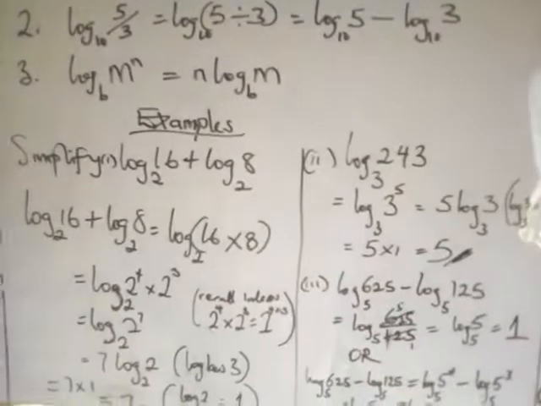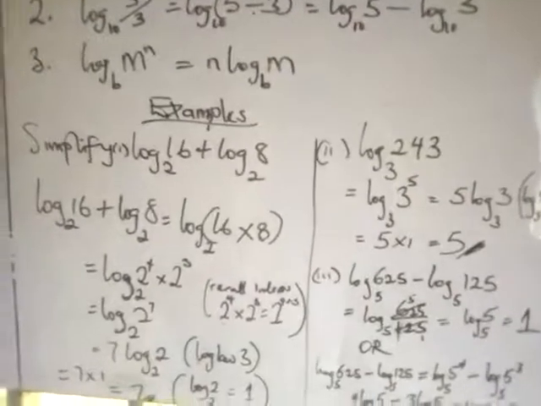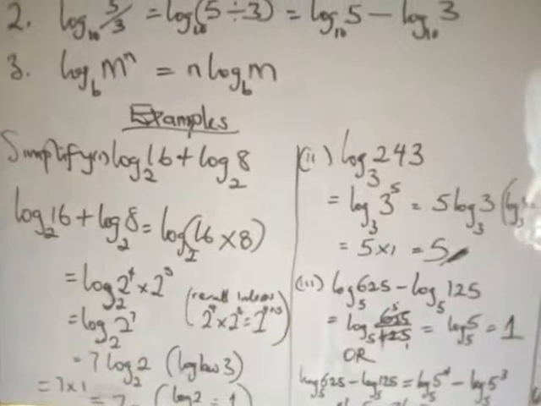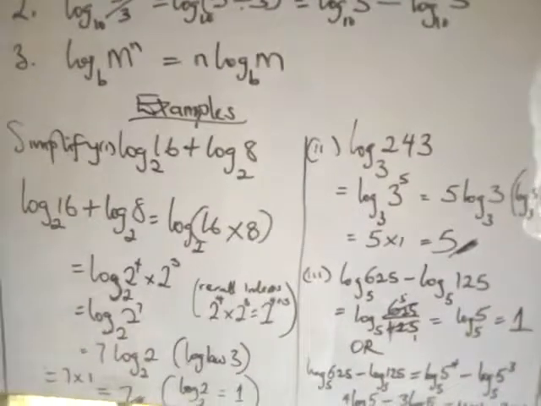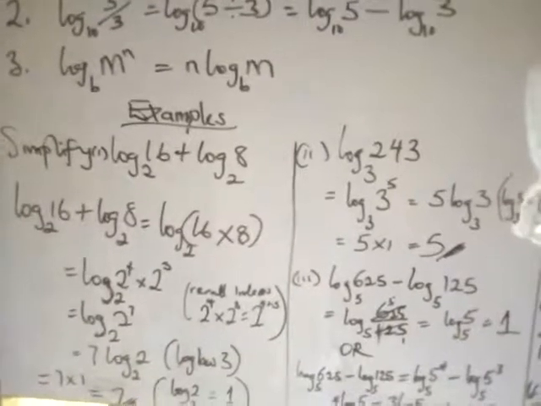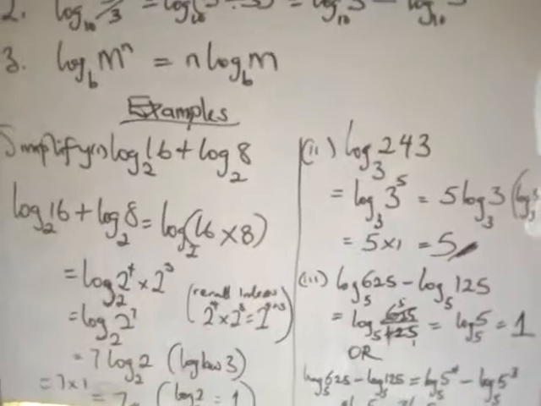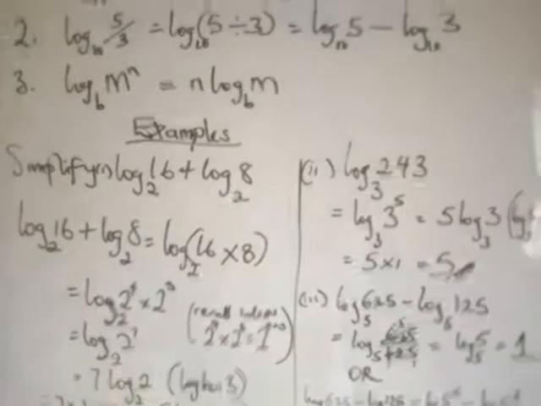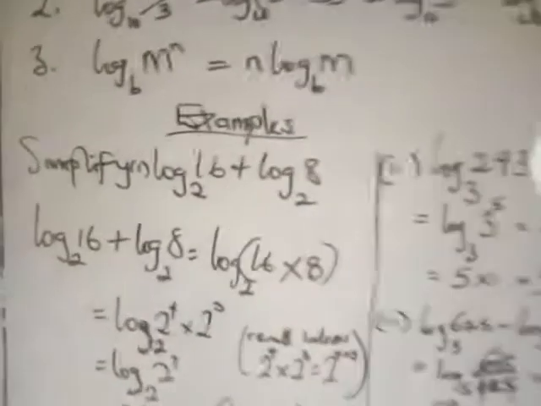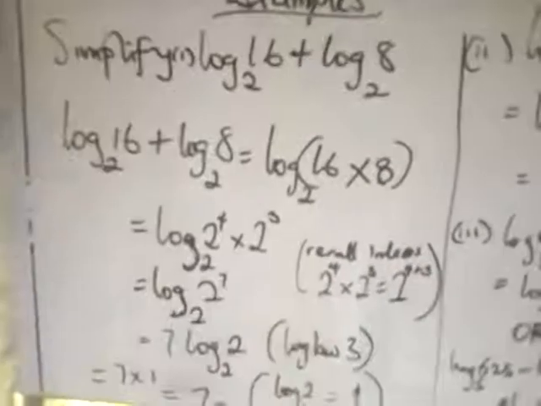Then according to that, we know that log 16 to base 2 plus log 8 to base 2 is equal to what? Log to base 2 of open bracket 16 times 8. So that addition, when you bring them together, the addition changes to what? It changes to multiplication.